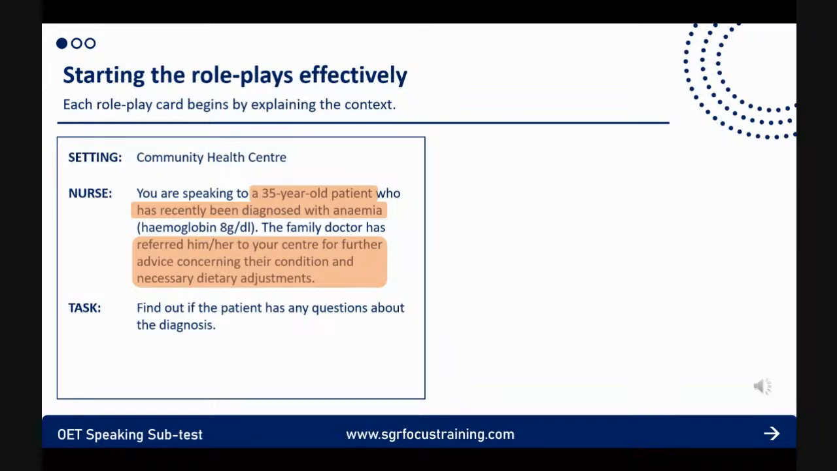Now, let's have a look at your task. It says, go and ask the patient a question. How do I know? Because the verb is find out. And always remember, find out, ask, and explore. All these three verbs mean ask the patient a question. What question will you ask? Whether they know anything about, whether they have any questions about their diagnosis. What is the diagnosis? Anemia. Okay, so if you're ready, I'll play the recording.